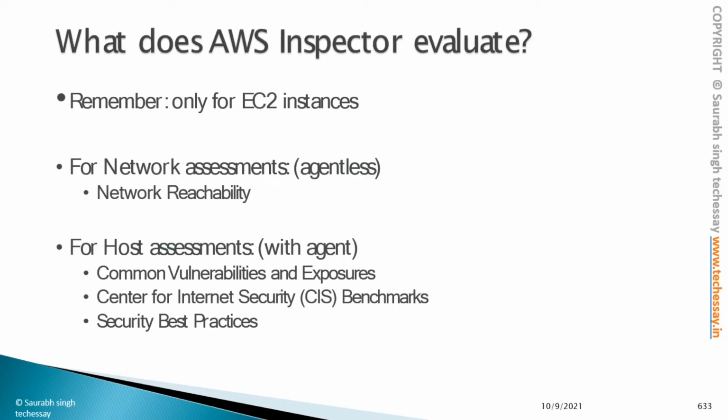So what does AWS Inspector basically evaluate? Always remember, it is only for EC2 instances, and we have to install an agent on our operating system. For network assessment, it may be agentless, and it overall depends on network reachability. For host assessment, we must install an agent to find common vulnerabilities and exposures, and Center for Internet Security benchmarks. So basically it is just the CIS benchmark, and it also gives suggestions for security best practices. So let's move further.